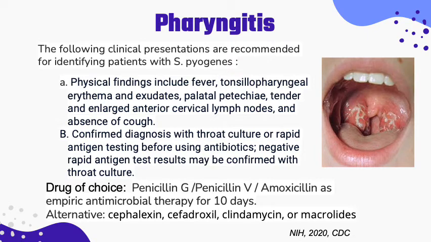Strep etiology can be confirmed with rapid antigen diagnostic tests. The rapid antigen detection test can give you immediate results, and the drug of choice for those who are confirmed will be penicillin G or penicillin V, or amoxicillin as in the empiric antimicrobial therapy. Alternatives can be the cephalosporins, clindamycin, or the macrolides.